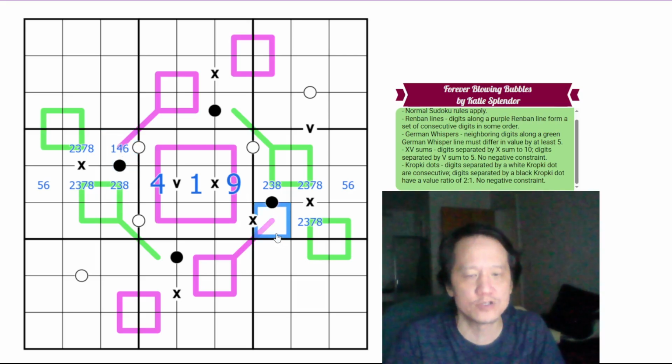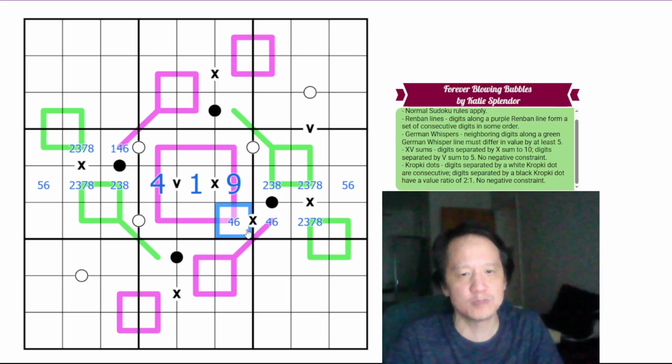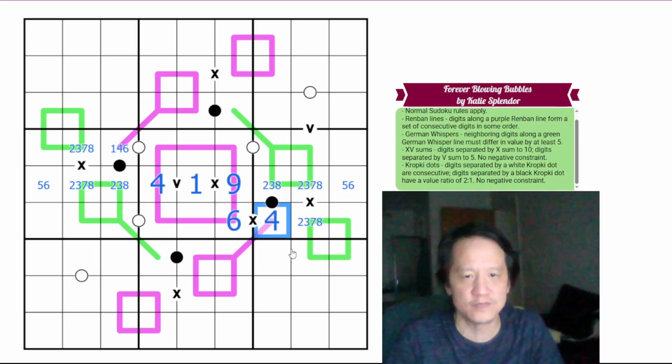So this is 1, 4, 6. This is 1, 4, 6. Well, 1 can't be here because 1 would be next to 9 and have an X between them. So this must be 4, 6. The 4 in the box eliminates 4 in that cell. So this is 6. This is 4.